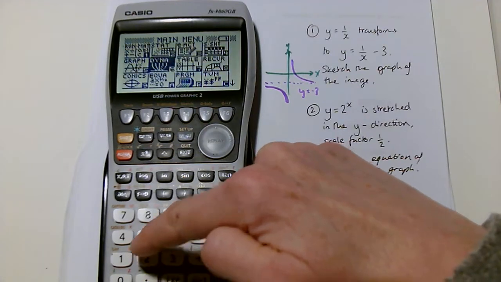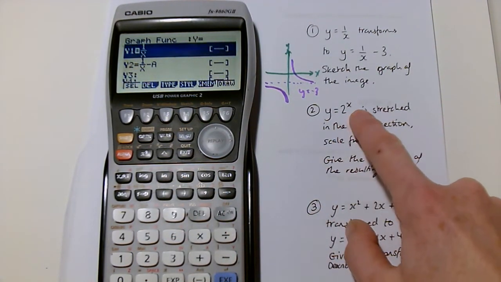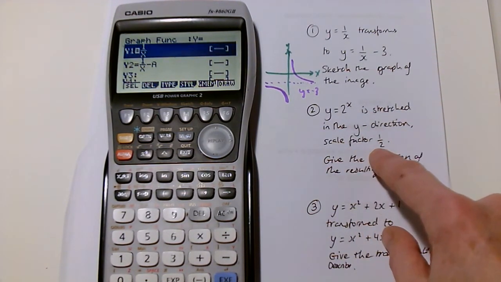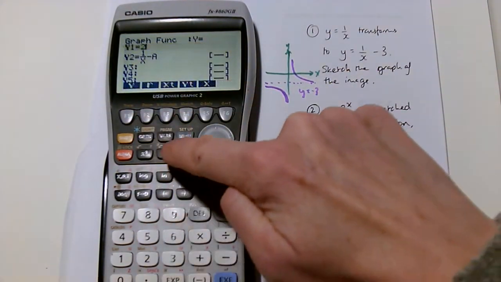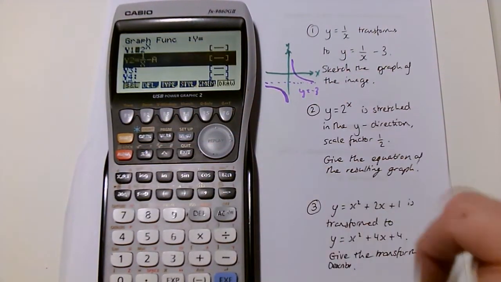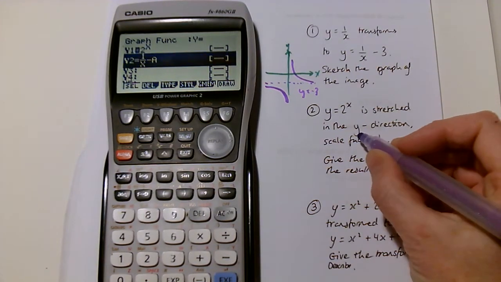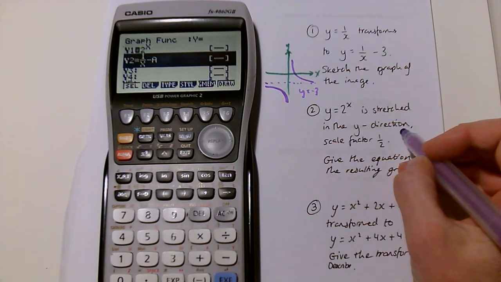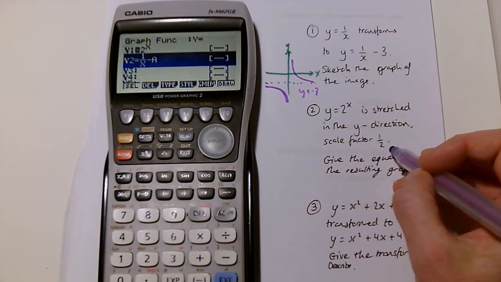Right, if we go back to the graph menu, let's try the second question. Y is 2 to the power x, and it's stretched in the y direction scale factor 1/2. So I'm going to delete this, and I'm going to put in 2 to the power of x. Okay, and now I'm going to do a bit of working out. I'm going to think, okay, so if I stretch, I'm multiplying. If it's in the y direction, I multiply the whole thing by the scale factor.